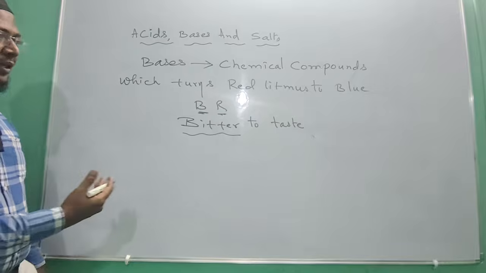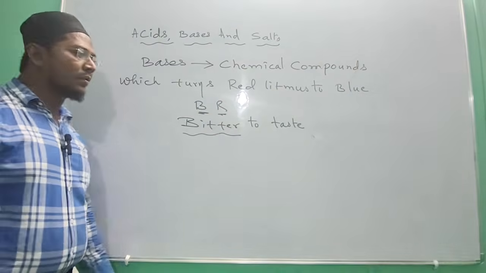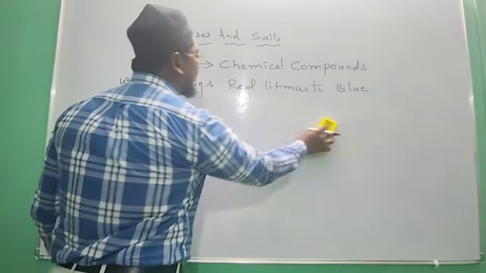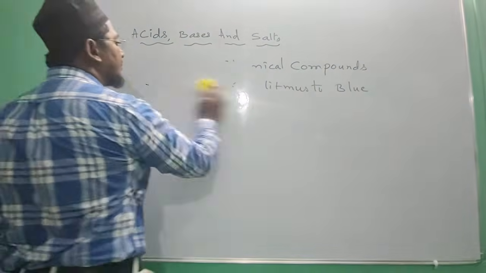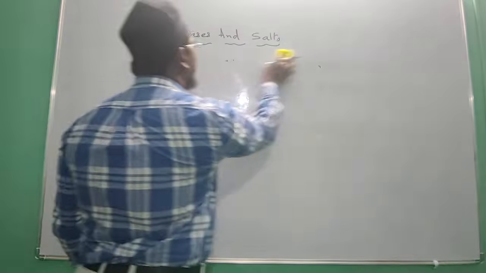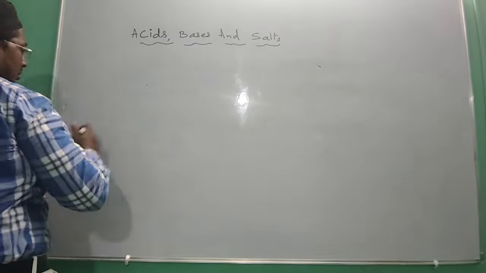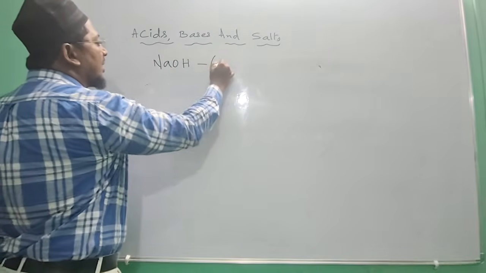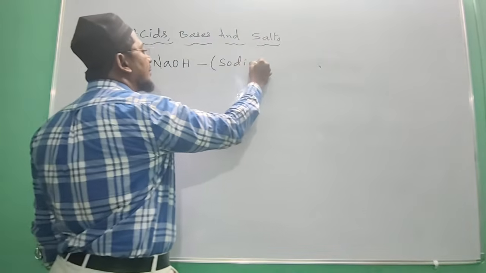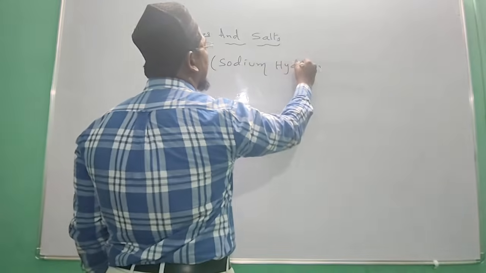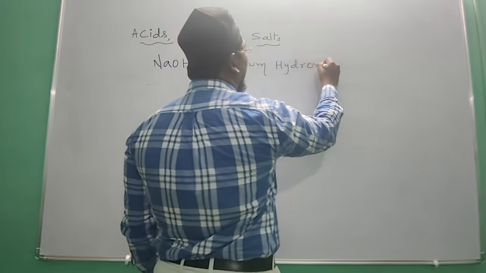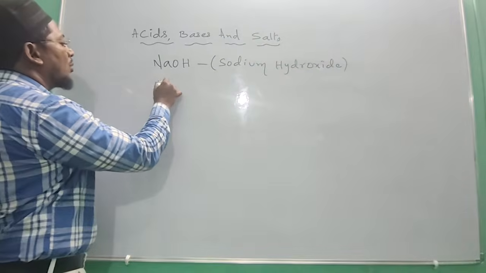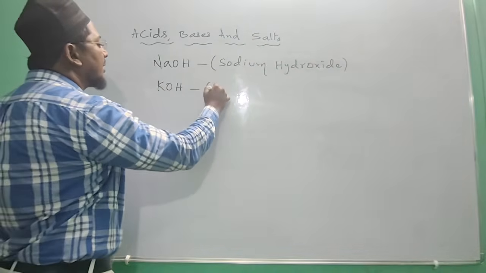And we have to give a few names of the bases. What are the names? The first name, NaOH, sodium hydroxide. The second one, KOH, potassium hydroxide.